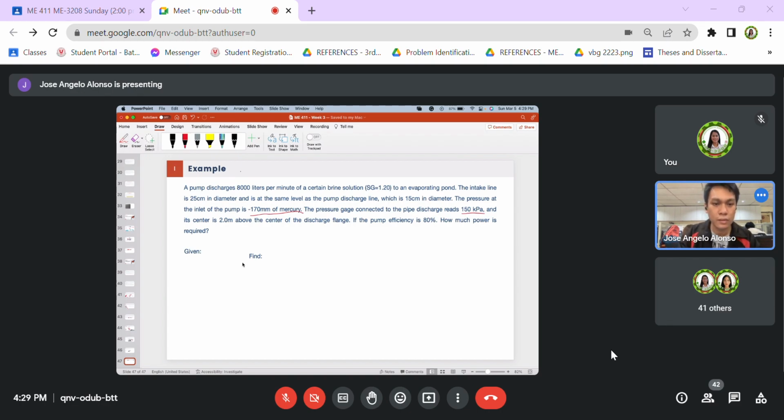Okay, so let's list down what are the givens in the problem. We are given the volumetric flow rate, which is equivalent to 8,000 liters per minute. Later, we'll convert that into cubic meter per second again. Specific gravity of the fluid or the brine solution is 1.2. Diameter of the inlet or intake is 25 centimeter. Diameter of the outlet or discharge line is 15 centimeter.